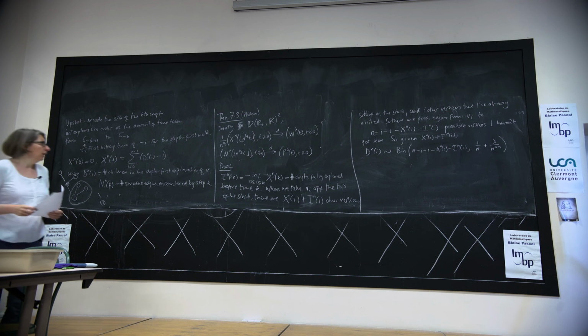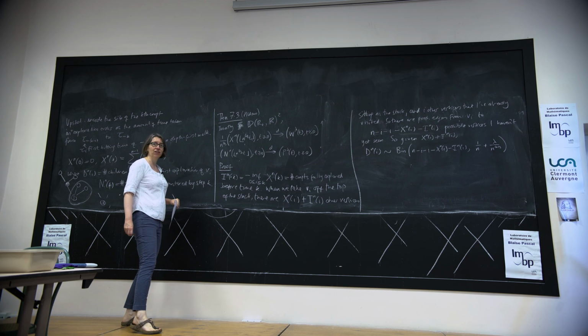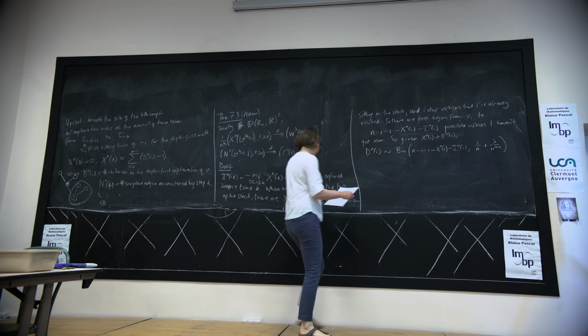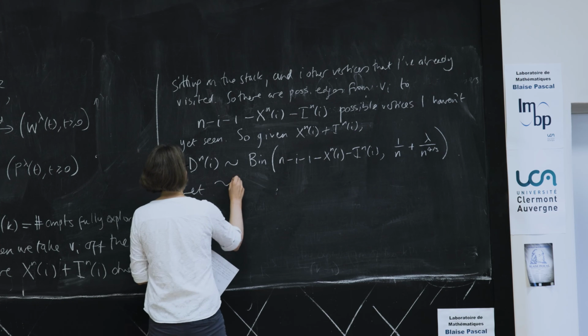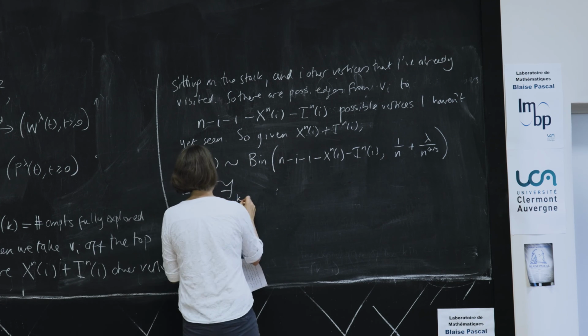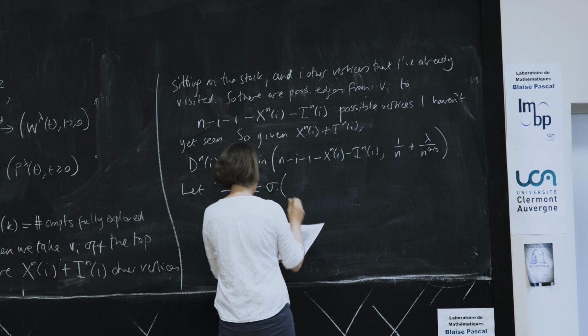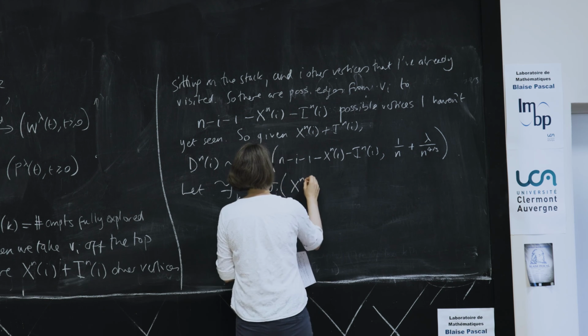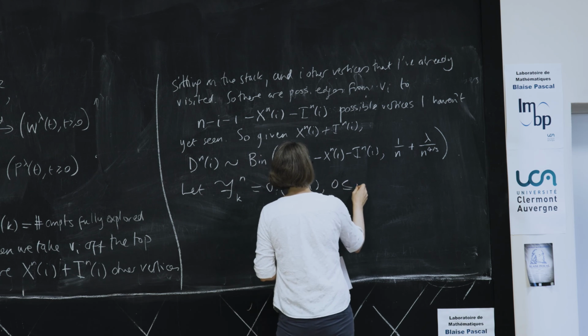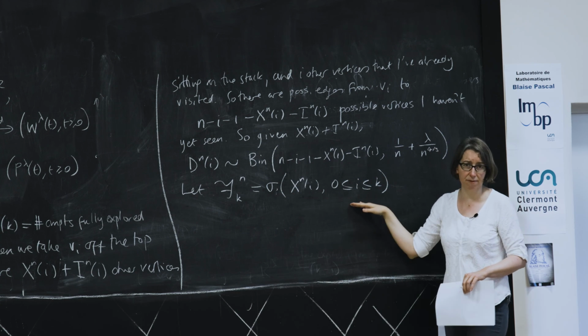Okay, so I think it's going to be convenient at this point to have some notation for the natural filtration of my process X, so I don't have to keep saying given this. Let F_k^n be the natural filtration, the sigma algebra generated by X_n(i) for i between 0 and k. Notice that this contains the information about the running infimum in particular.